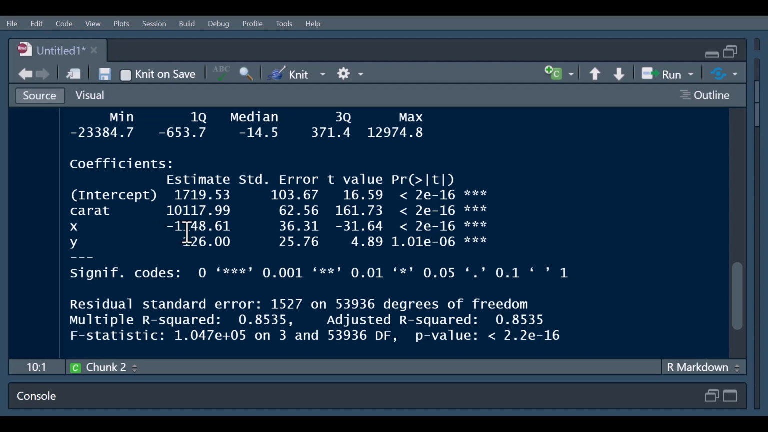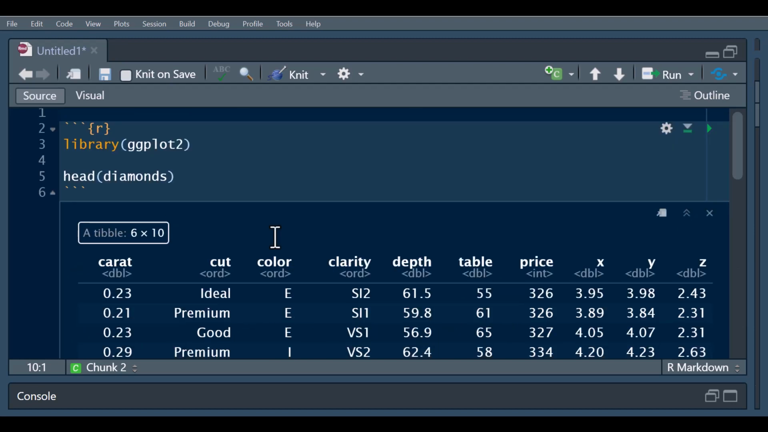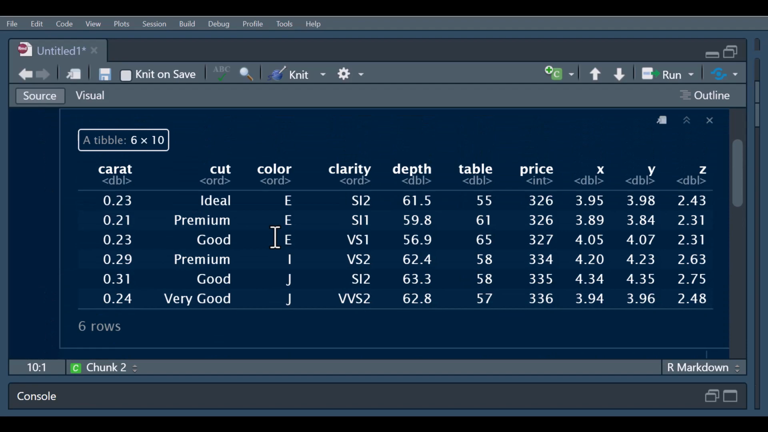And also there is a negative relationship, which means for an increase in the diamond length, the price is likely to decrease by 1,148. And also here we have the diamond width, which means for an increase in diamond width, the price is likely to also increase by 126. You can see the R square, we have 0.8535. This is indicating that our model is a good fit. So this is all for performing regression analysis in the R programming language.